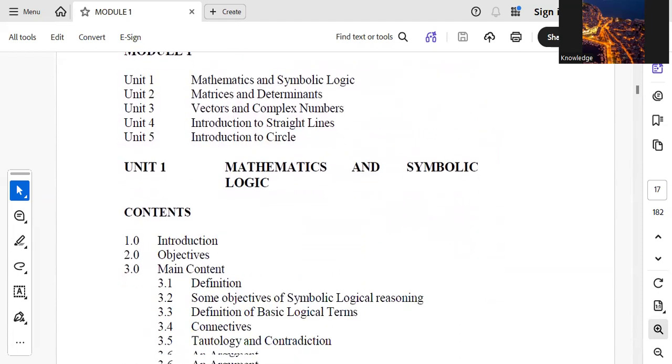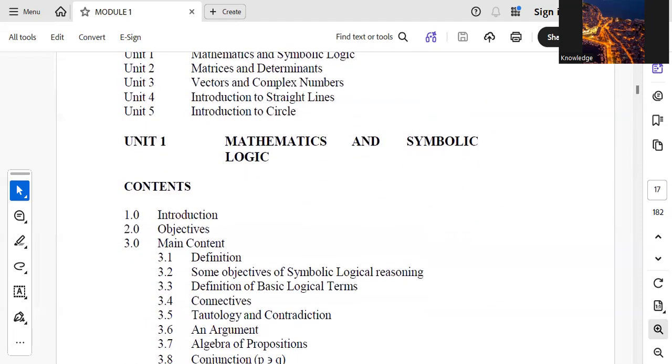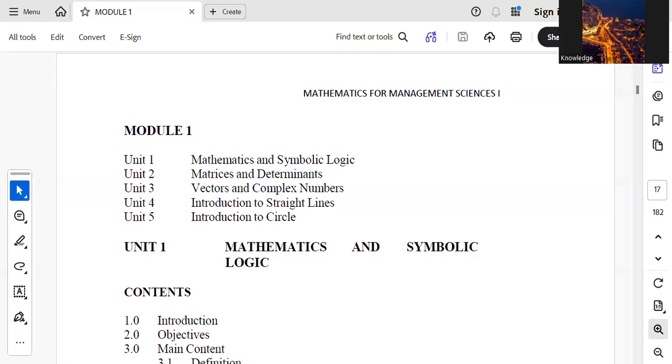So we will talk about mathematics and symbolic logic in Unit 1. That will be in the next video. This video is just an overview for you to know the course. How many units do we have in the course? How many modules? How many units? How many credit units is the course? And I think we have answered other questions like the course having the practical aspect, having a TMA, and also having an exam. So with this short video, I believe you already know what MTH 105 is all about, what it contains, and what you are expected to know at the end of the course.